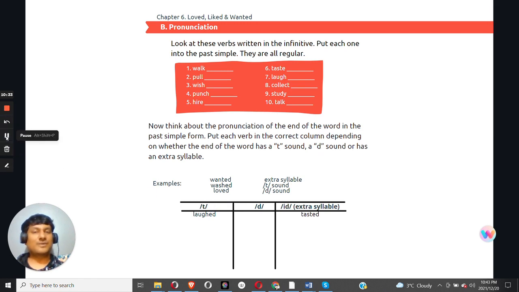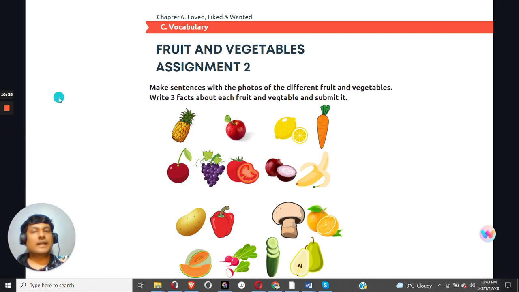Now let's move on to our next slide. Okay, welcome to our final slide, and this is vocabulary. And here we have the very last thing to do with this course. Okay, so its topic is fruit and vegetables, and it's our second assignment, making it the final assignment for this course. So what I want you guys to do is to make sentences with the photos of the different fruit and vegetables. Write 3 facts about each fruit and vegetable and submit them.